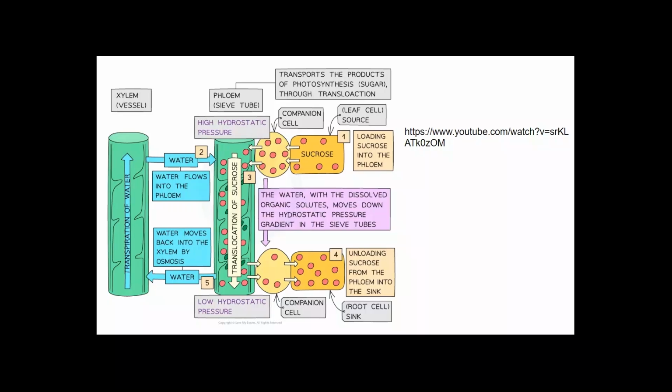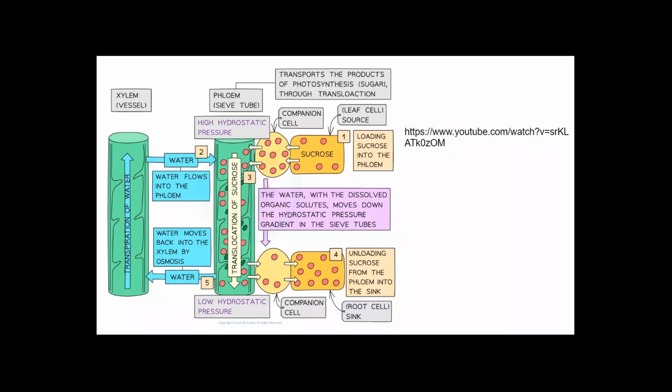And then unloading of sucrose from the phloem into the sink. So the sucrose leaves and is converted into starch. So the hydrostatic pressure is going to be less because water potential is higher. And therefore water will leave at this point and go into the xylem vessel and move upwards.